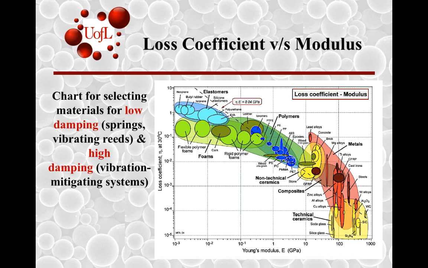Loss coefficient, what is that? We looked at the propagation of sound and its dependence upon modulus and density. So the loss coefficient gives a measure of damping properties. Low damping materials are useful as springs. High damping materials are used for reducing vibration in any system.